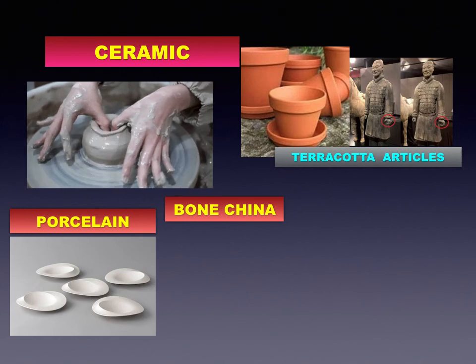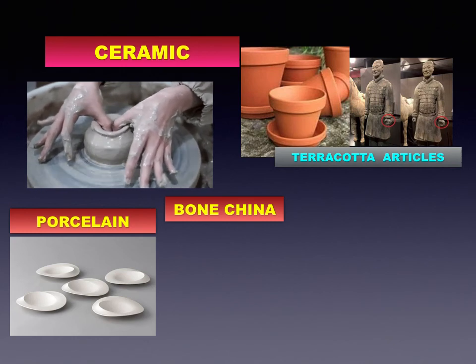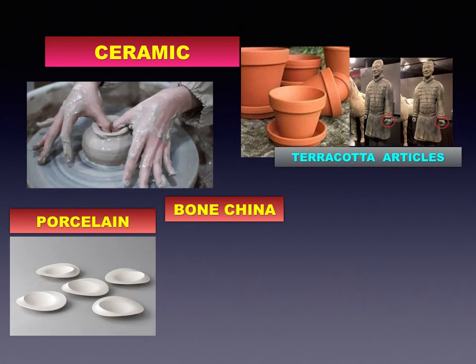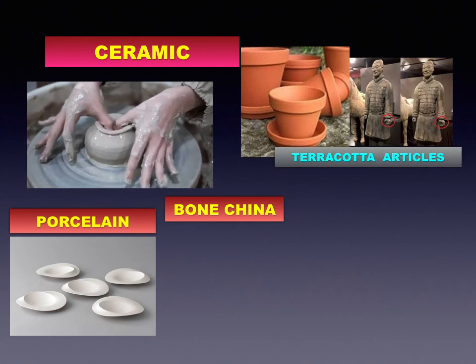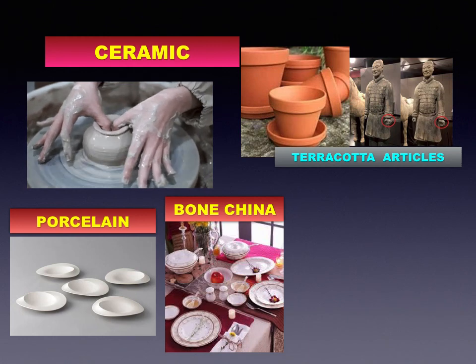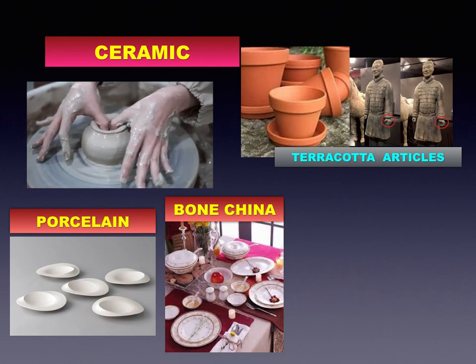Bone china is made by adding some ash of animal bones in the mixture of china clay, feldspar, and fine silica while making porcelain. This ceramic is harder than porcelain.